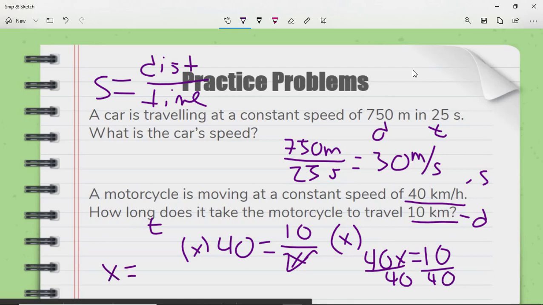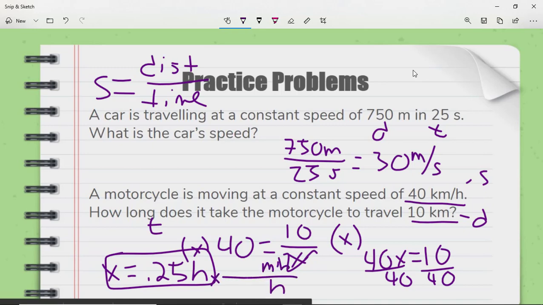X is going to be 0.25 hours. And if I were to ask you to convert that to minutes, you'd be able to do that as well. And we'll go ahead and call that our answer. But let's say I wanted minutes, we do dimensional analysis. Hour to minute, 60 minutes in an hour. You multiply, and what you get is 15 minutes. Okay. Pretty straightforward on how to do those types of problems. Just make sure you know how to plug in your numbers, identify variables, and solve.